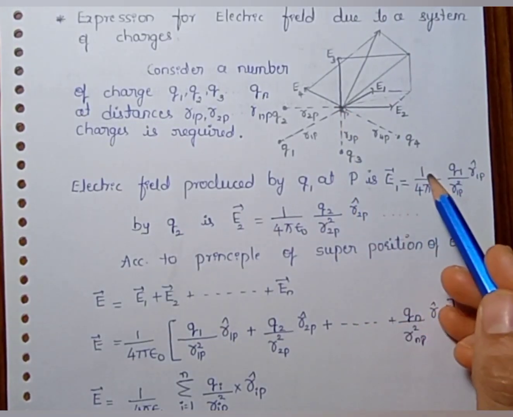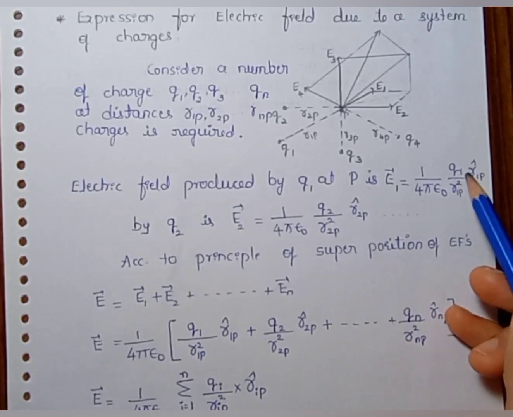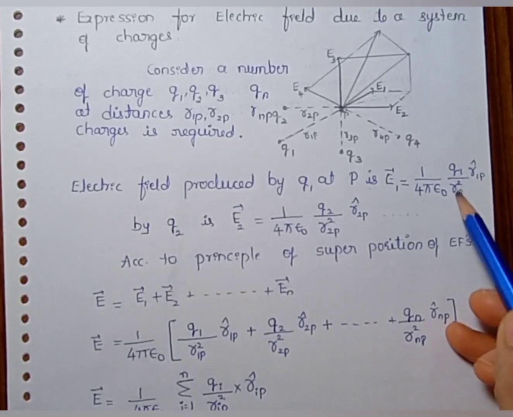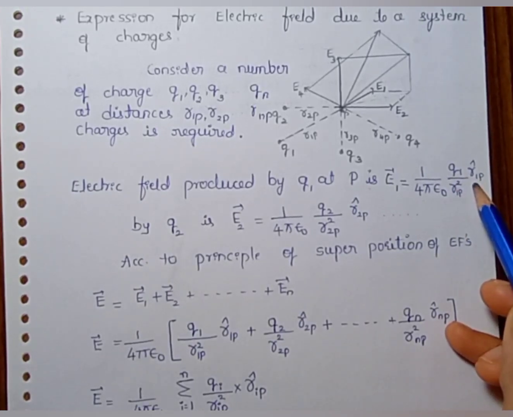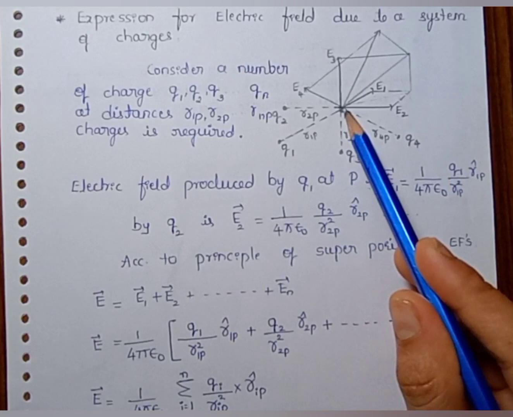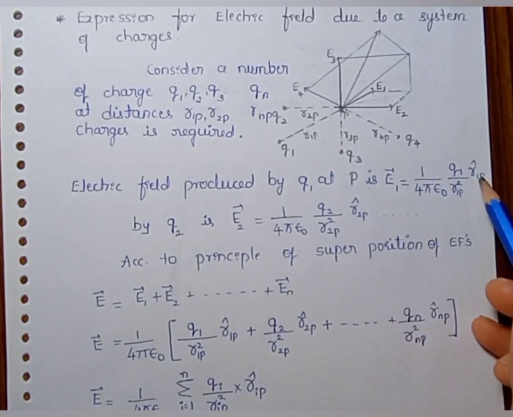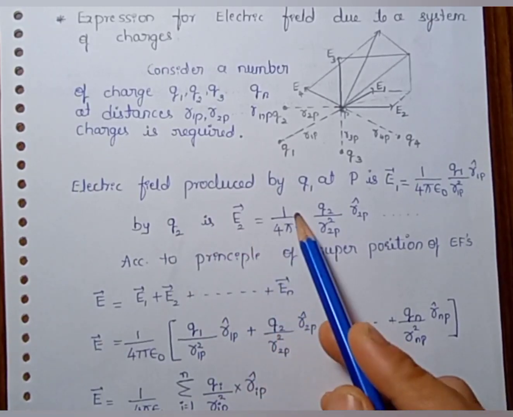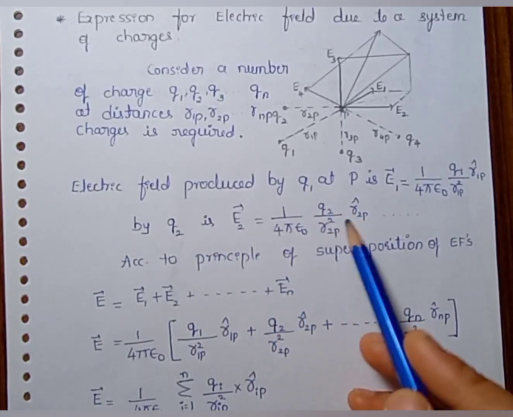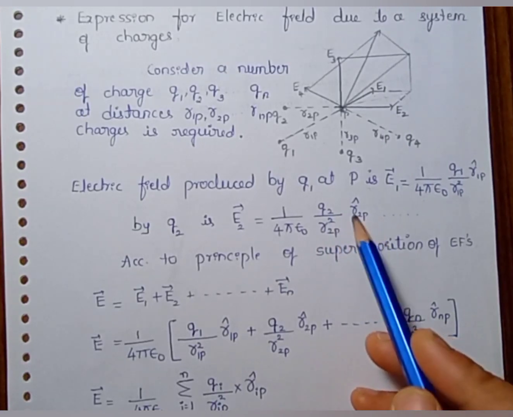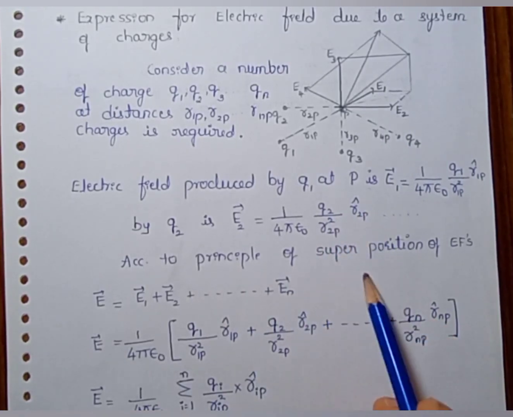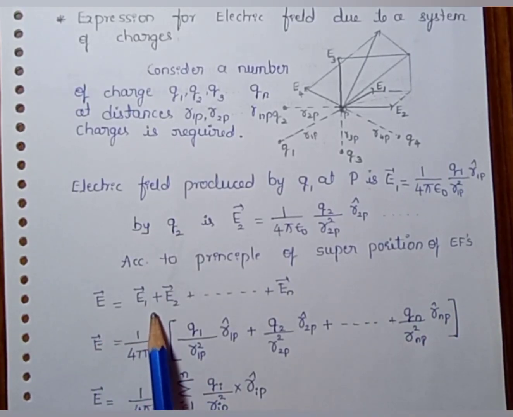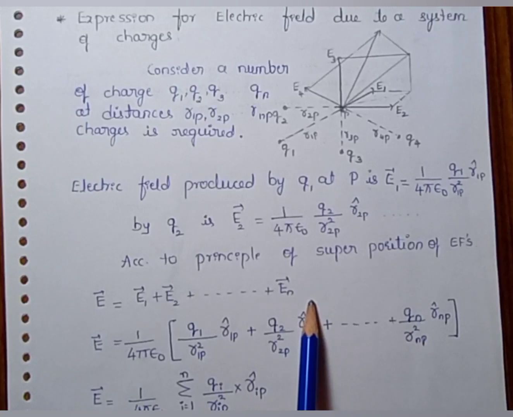Can be written as 1 by 4 pi epsilon naught Q1, means point charge it is, therefore Q1 divided by R1P whole square, because the distance between Q1 and point P is R1P, into R1P cap. Similarly E2 is equals to 1 by 4 pi epsilon naught Q2 by R2P whole square R2P cap. According to the principle of superposition of electric fields, what we can write, E can be written as E1 plus E2 plus so on up to En.